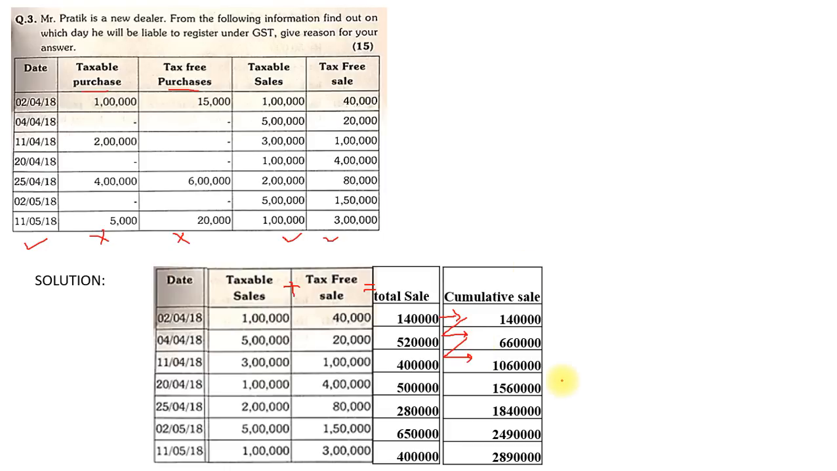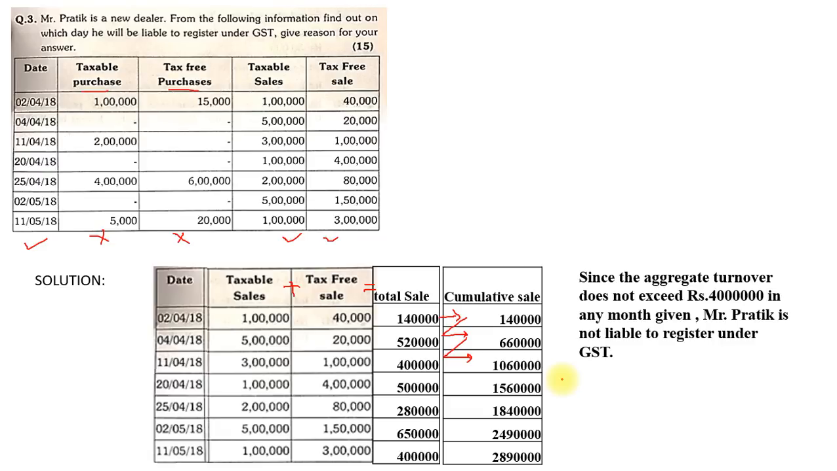Now if you look at your cumulative sale, the last value comes to 28 lakh 90,000, which does not exceed the threshold limit of 40 lakhs, since for goods the limit is 40 lakhs. This amount is less than 40 lakhs. So my final answer: since the aggregate turnover does not exceed rupees 40 lakhs in any of the months given to us, Mr. Pratik is not liable to register under GST.